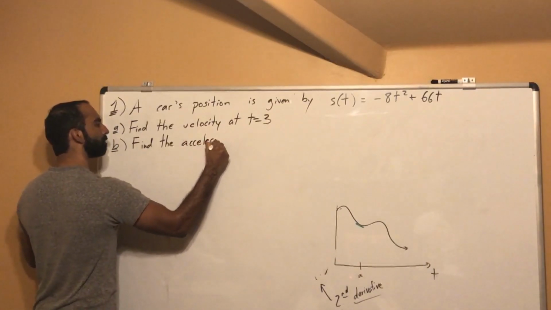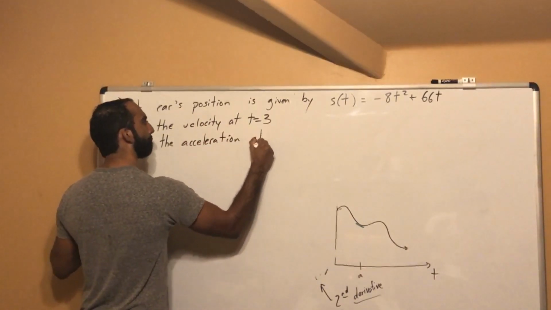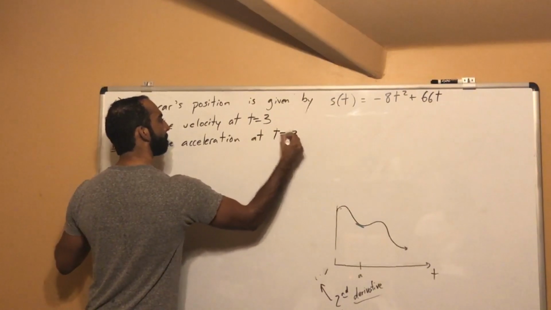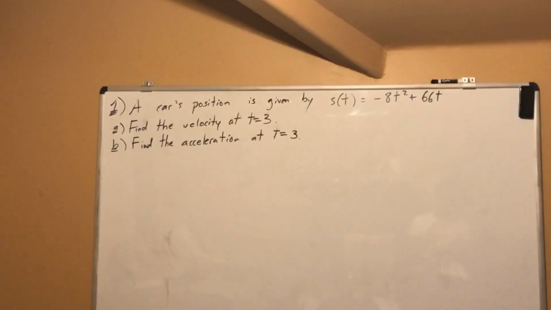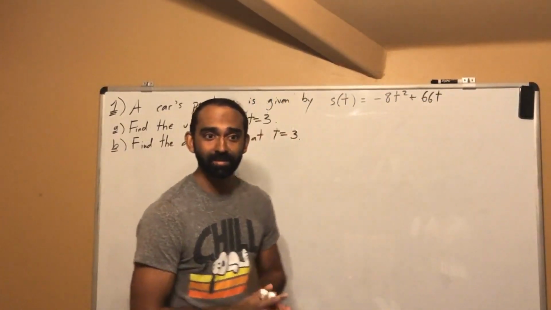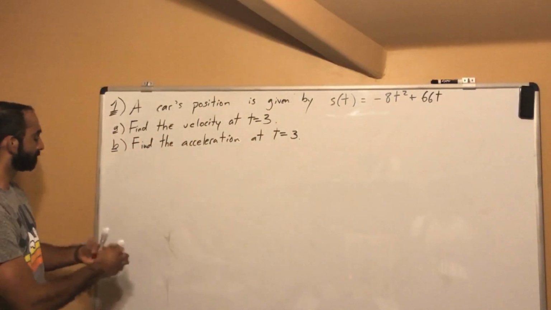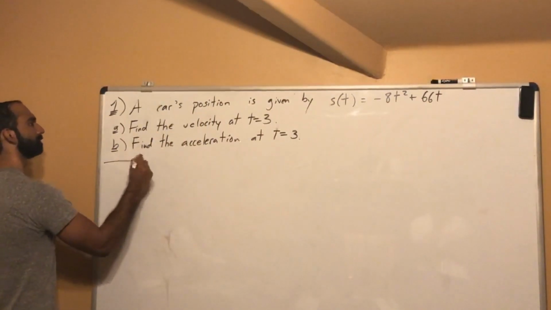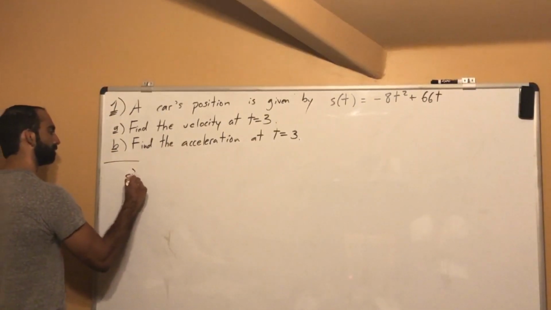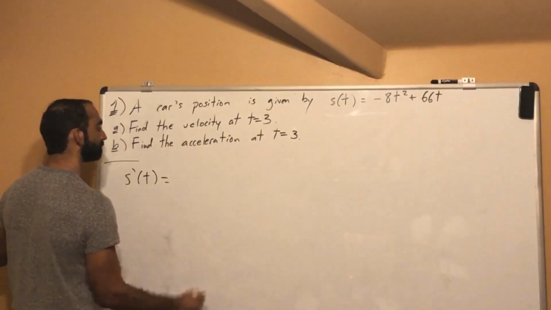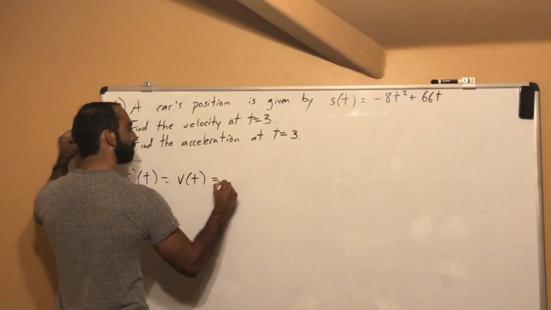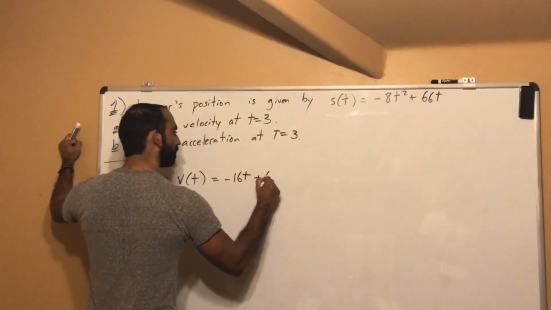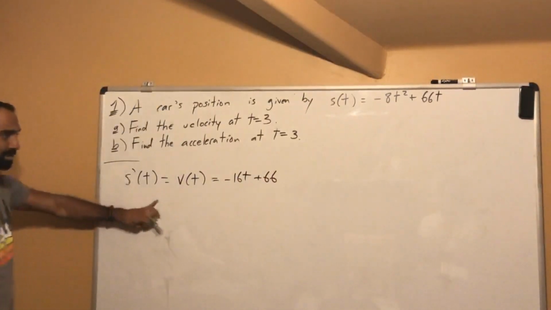The position is negative 8t squared plus 66t. Yes, that's correct. Okay. Alright, so how do you all do with that? So in order to do part A, you'd have to take the first derivative of the position, and that would give the velocity. The first derivative of s of t would be negative 16t plus 66. Exactly. So that's your velocity at any point in time.